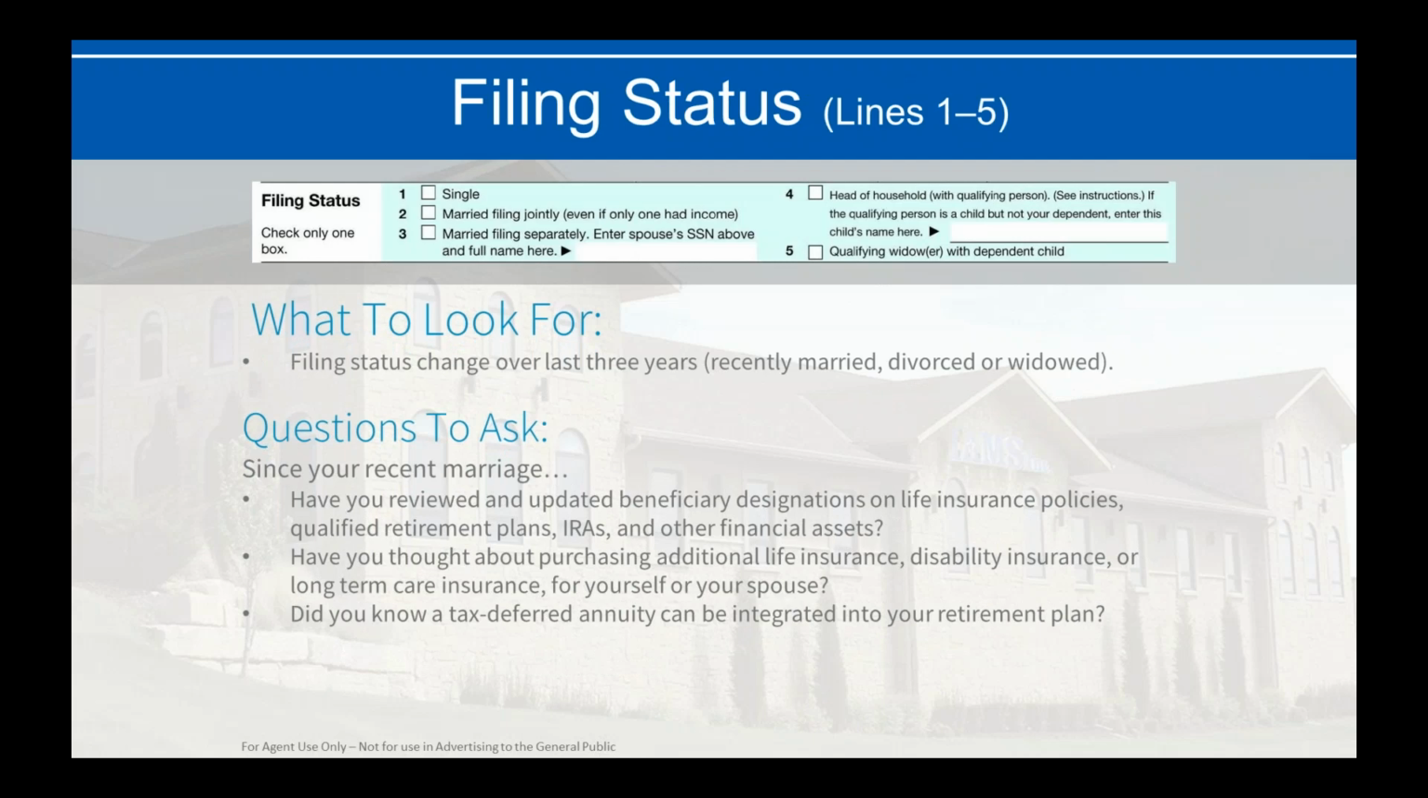Filing status. Okay, so has your filing status changed over the last year or several years? Could be recently married, divorced, or widowed. Again, this would be an opportunity to discuss not only a selling opportunity, but making sure that the beneficiary designations are updated on all accounts. And of course, have you thought about purchasing additional life insurance, disability insurance, or long-term care for you or your spouse if being married? And again, those are all important questions to ask.